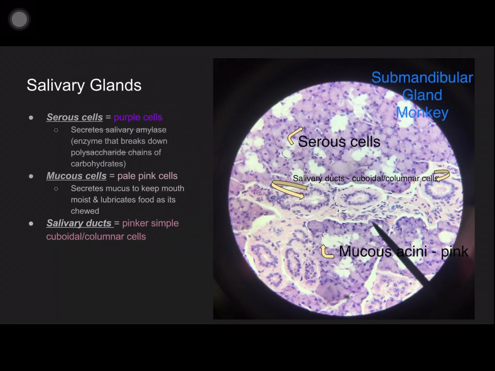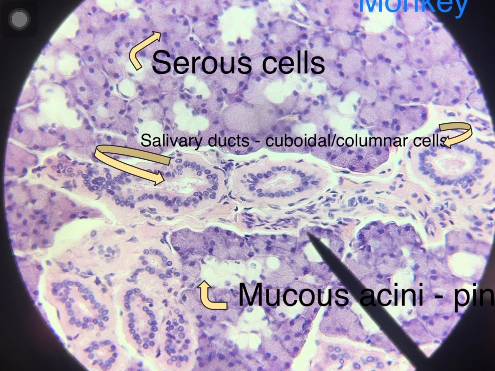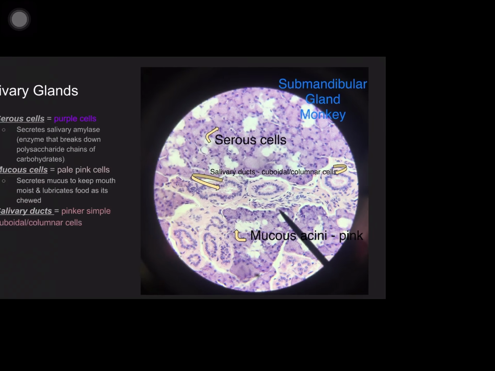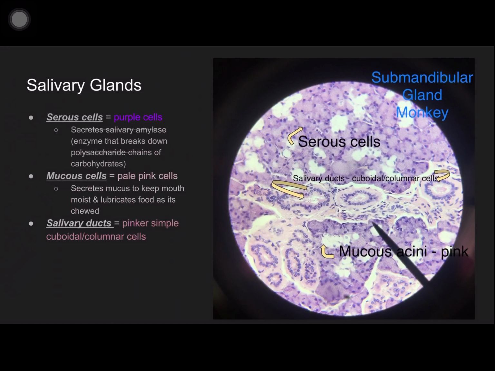So a great way I try to remember this: if I look at a slide like this and I see a bunch of purple circles with some whitish, pinkish parts in between, and with these little, I call them kiwis, but they're actually called ducts. If there's any of these kiwi duct things, then I know I'm looking at a salivary gland.